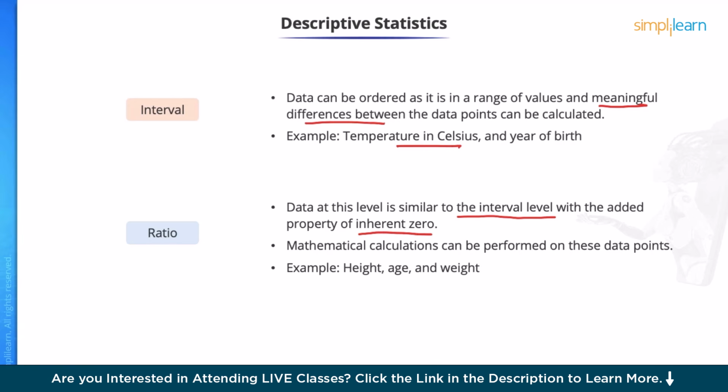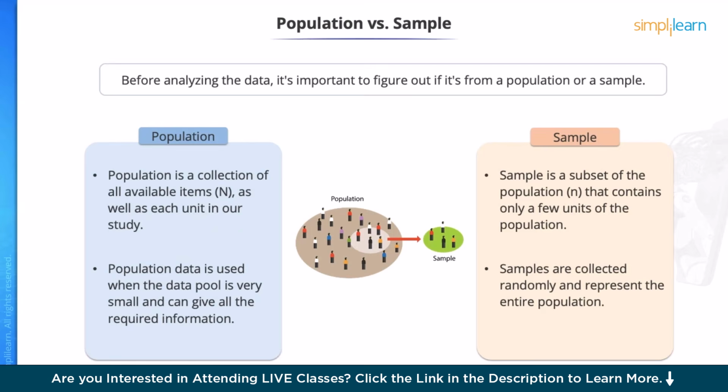Mathematical calculations can be performed on both interval as well as ratio data. For example, height, age, and weight. Population versus sample. Before analyzing the data, it's important to figure out if it's from a population or a sample. Population is a collection of all available items as well as each unit in our study. Sample is a subset of the population that contains only a few units of the population.